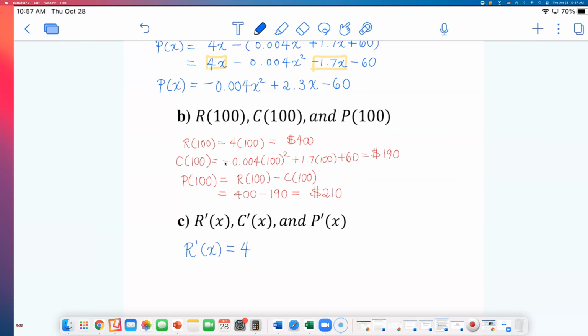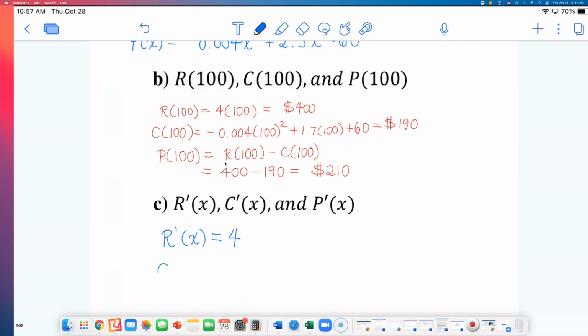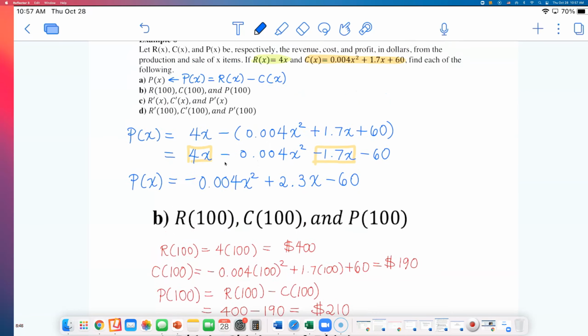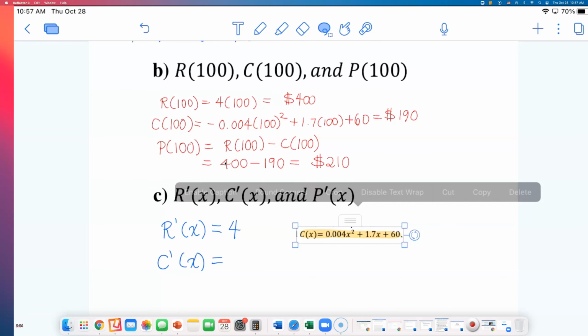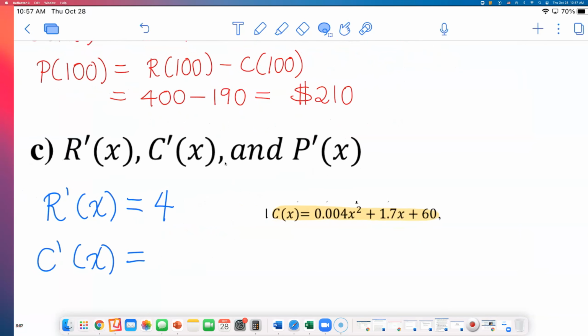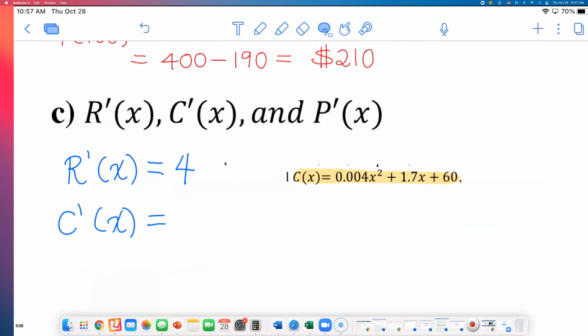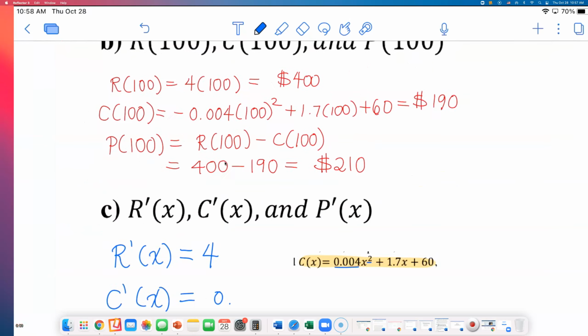Okay, how about C prime of x? It will be helpful to have C of x right above it so that I can take the derivative. Let me copy this real quick down there so I can look at it. Okay, so what's that going to be? C prime of x will be, I need to first multiply 0.004 by 2. So that is point... now hold on a second, was it negative? I can't remember. I just have to double check.